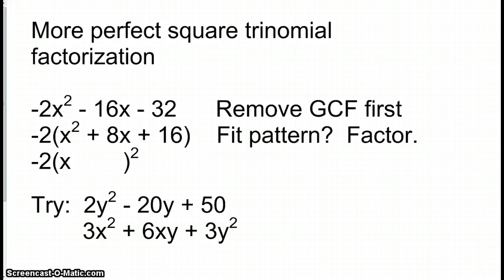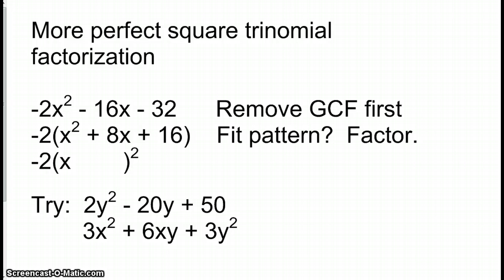Here's some more perfect square trinomial factorization. Again, we have a negative 2 as a coefficient for the x squared. So you take negative 2x squared minus 16x minus 32 and remove the negative 2. Factor it out. That becomes negative 2 times the quantity x squared plus 8x plus 16. See if it fits the pattern. Is it a perfect square trinomial? What's your test? Take the square root of the first times the square root of the second times 2. Is that the middle term? Is that 8x? Yes, it is, right?